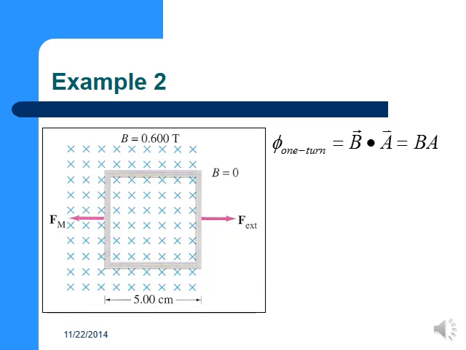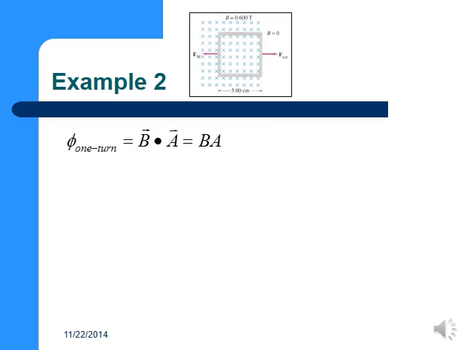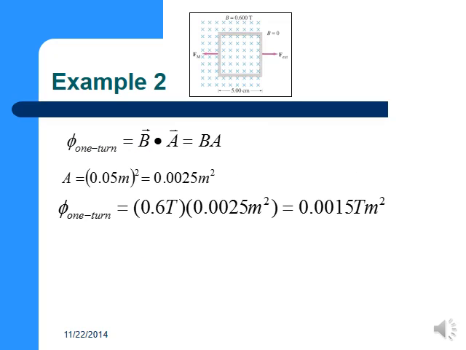For one turn we have magnetic flux B dot A. Here it's equal to B times A because the magnetic field makes a 90-degree angle. Actually, excuse me, makes a 0-degree angle with the area vector. Area is calculated as 5 centimeters, that quantity squared. For one turn then, the magnetic flux is 0.6 Tesla times 0.0025 meters squared, giving us 0.0015 Tesla meters squared, or Webers.